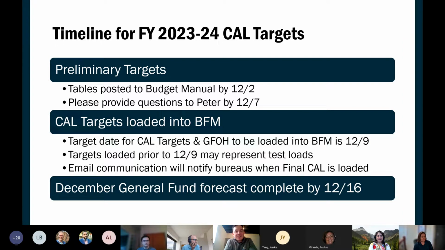The timeline, we're shooting to have the tables posted to the budget manual today. And I would like to have feedback, questions, any concerns you may have about those numbers, where those numbers came from next week, because this again is the baseline for the December forecast, as well as we just want to be able to load it into BFM. And so ideally, it will be loaded into BFM by the end of next week. And we'll let you know when that is done. And the forecast should be complete by December 16th.